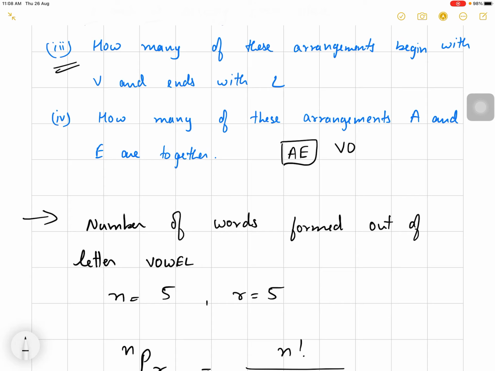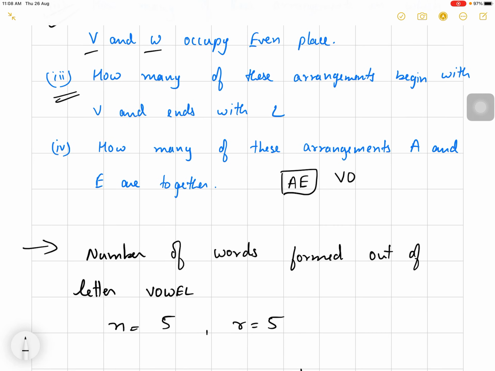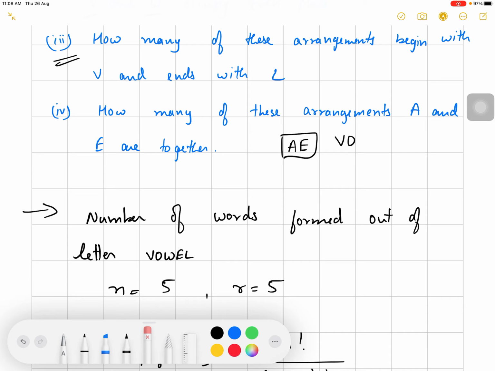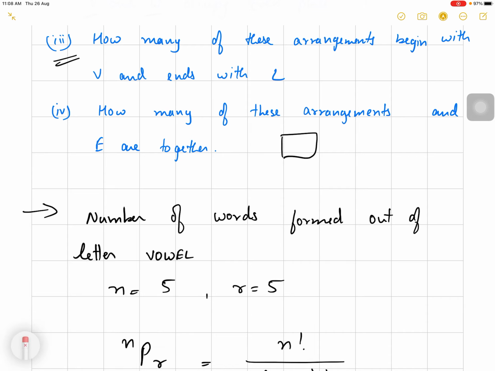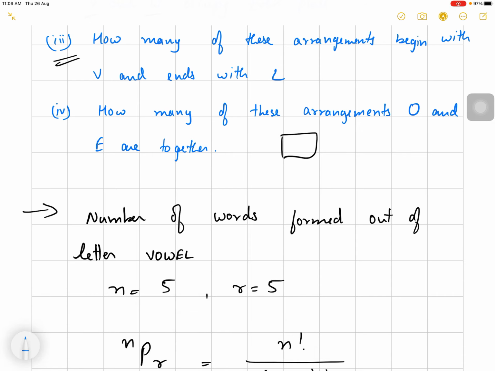Actually, there is a mistake now. Instead of A, I'll write O and E. Wait, there's a mistake in the question. There is no A in vowel. Okay. How many of these arrangements O and E are together?